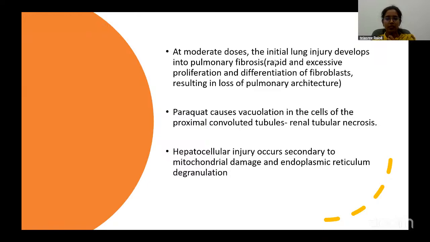So in moderate levels, initially it will cause lung injury. It will progress over weeks to pulmonary fibrosis, because of the rapid and excessive proliferation and differentiation of fibroblasts, and the pulmonary architecture is lost here. In the kidney, it causes more vacuolation of the proximal tubule cells, causing ATN. It also causes diarrhea, which causes hypovolemia, leading to AKI. Hepatocellular injury occurs secondary to mitochondrial damage, and the endoplasmic reticulum also undergoes degranulation.